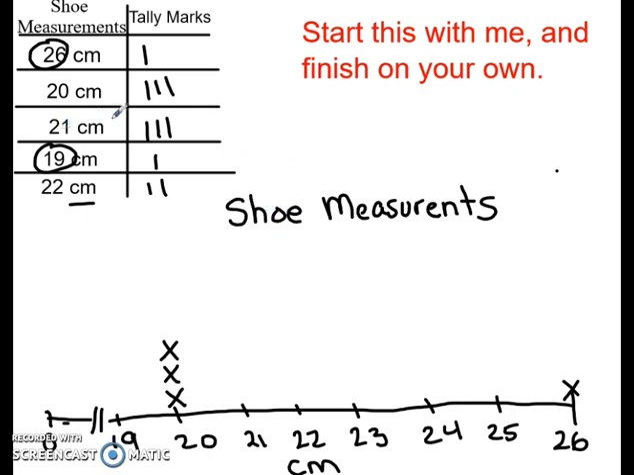You are going to finish up the line plot on your own. You're going to graph 21 centimeters, 19 centimeters, and 22 centimeters. After you have finished completing your line plots, you are done with today's lesson.